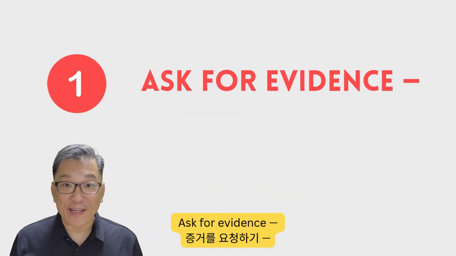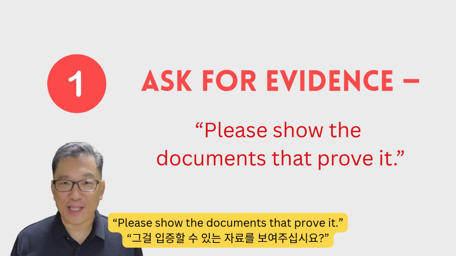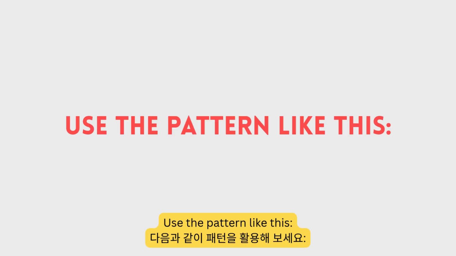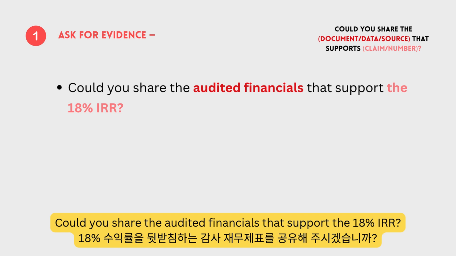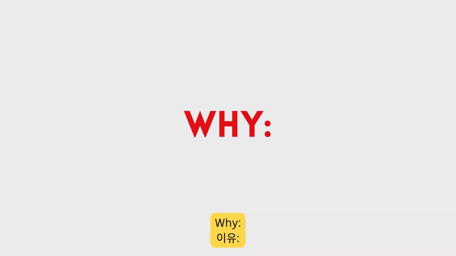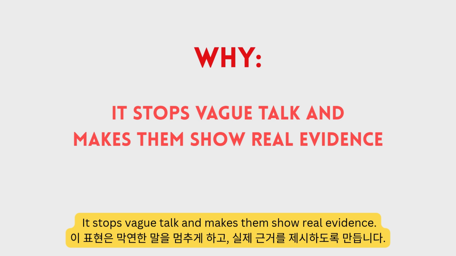1. Ask for evidence. Please show the documents that prove it. Pattern: Could you share the document, data, source that supports claim, number? Use the pattern like this. Could you share the audited financials that support the 18% IRR? Could you share the customer churn data that supports your 5% assumption? Why? It stops vague talk and makes them show real evidence.